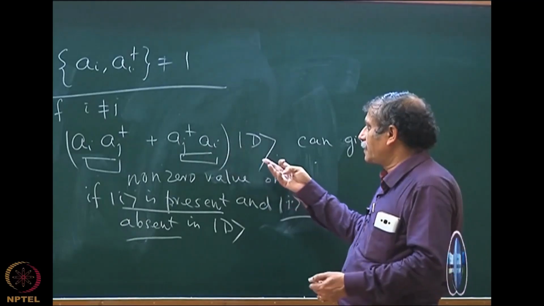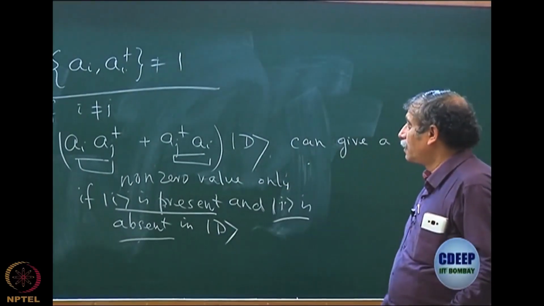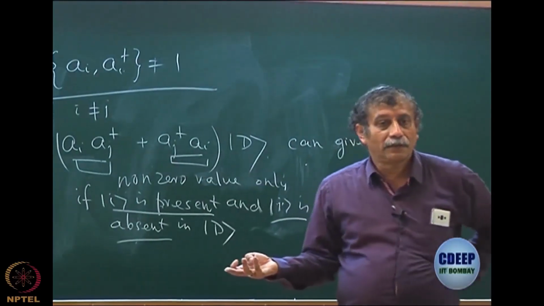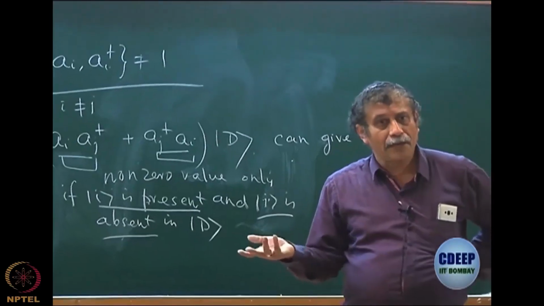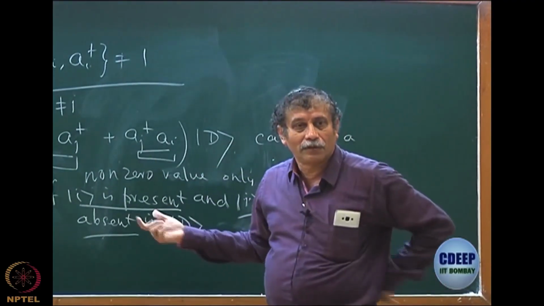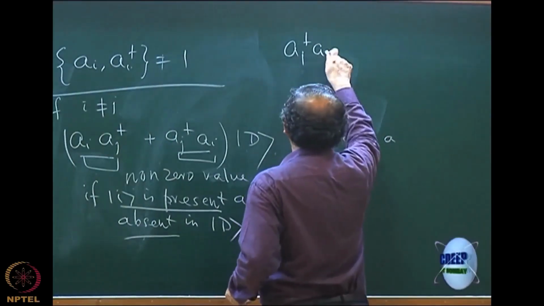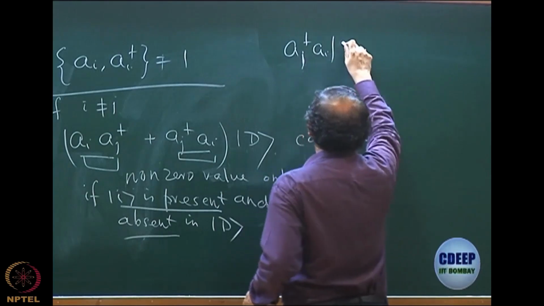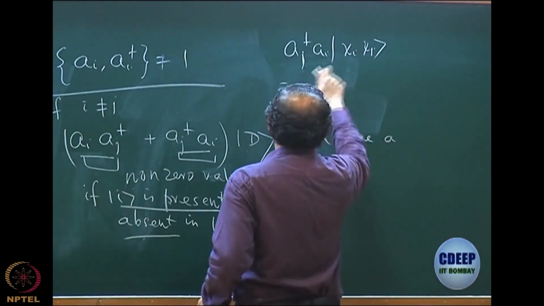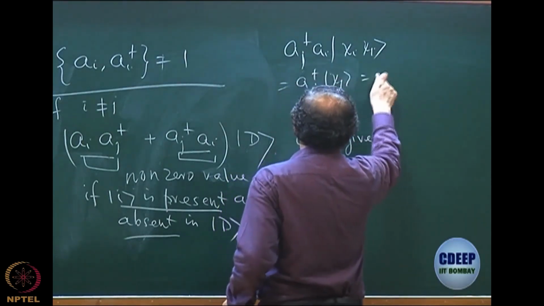If j is present, then AJ dagger cannot act. Yes, that's what I and j, then AJ dagger will not act. AI will act, so what? Eventually, the whole thing has to give you non-zero. You take a determinant AJ dagger AI, both I and j are present. So, let us take chi I chi j. Okay, so this will act, this will give me AJ dagger chi j. This is 0.